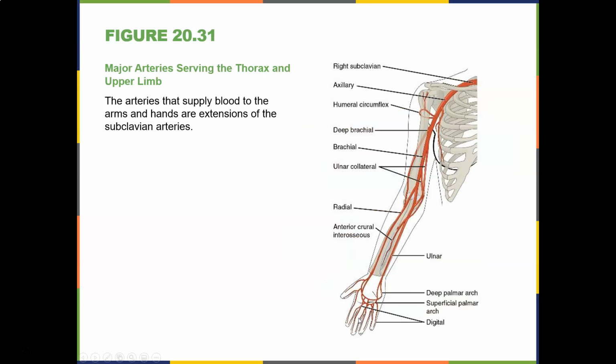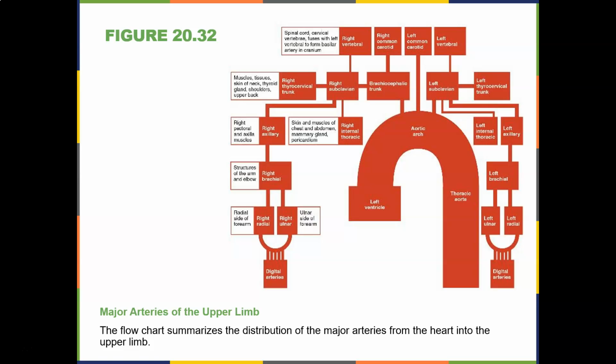Here are the major arteries serving the upper thorax and upper limb. And you're like, oh my God, but if you look at this, okay, here's the heart. The left ventricle will pump blood into the aortic arch, and you get that brachiocephalic trunk that comes off first. Your right common carotid will branch off first. Then your right subclavian will give rise to the right vertebral, the right thyrocervical, and then the right internal thoracic, your right axillary, then it'll break into the right brachial, which will break into the radial and ulna, and then the digits, right?